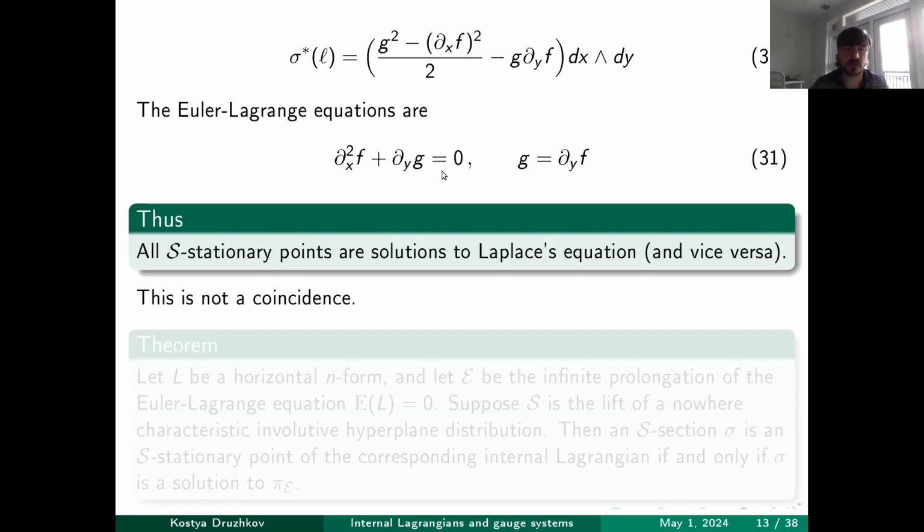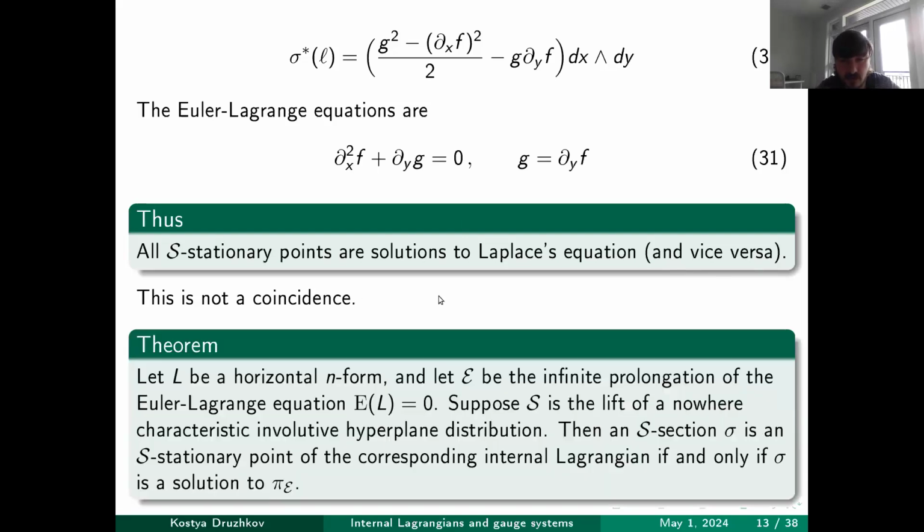This means that all S stationary points are solutions to the Laplace equation, and vice versa, because all solutions are always S stationary points for any internal Lagrangian. So that is why we can say and vice versa here.